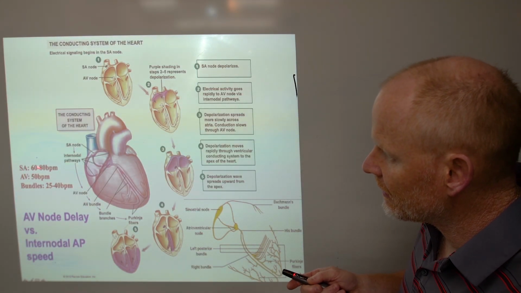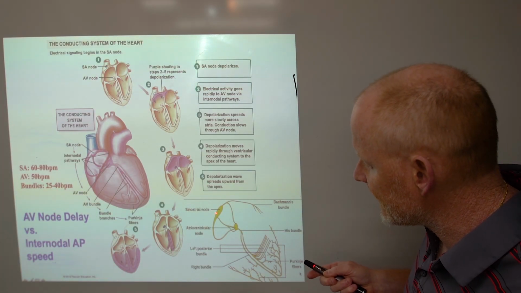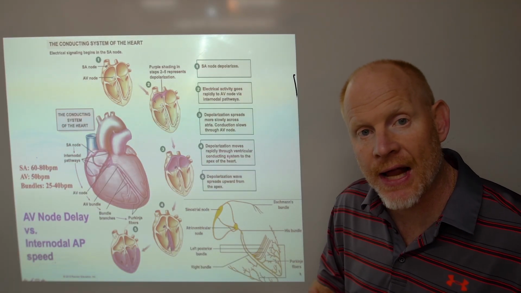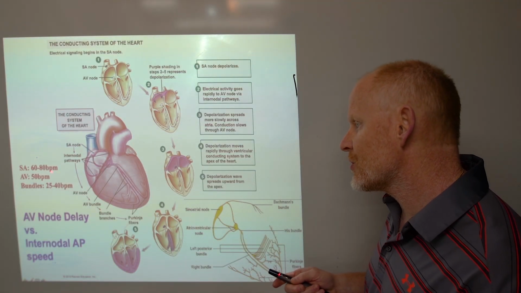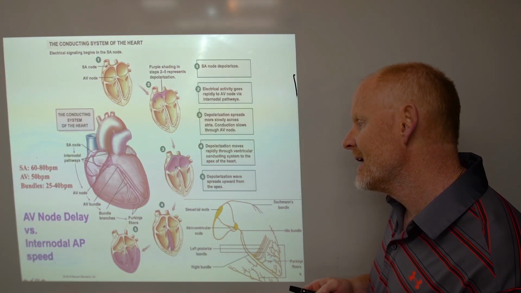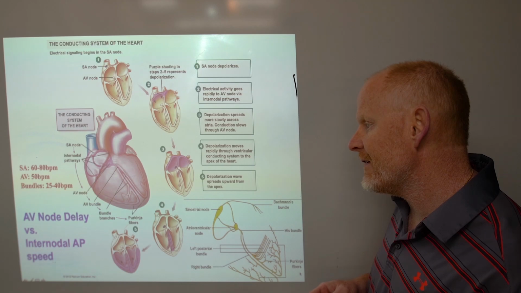As I mentioned, here are the heart rates of these different cells. All of these cells, the SA node cells, the AV node cells, and even the bundle branch cells can produce their own action potentials. The SA node controls everybody because it depolarizes the fastest, anywhere from 60 to 80 times a minute, where the AV node by itself is only 50 beats per minute.